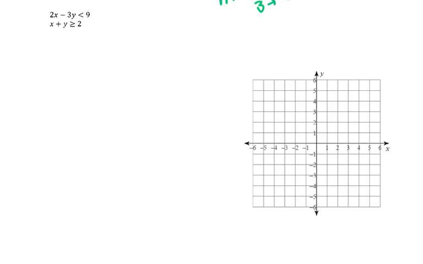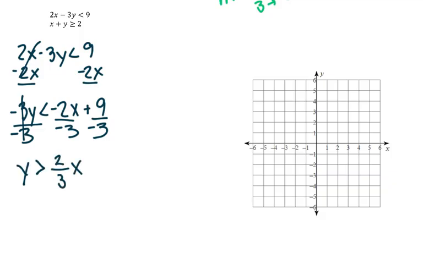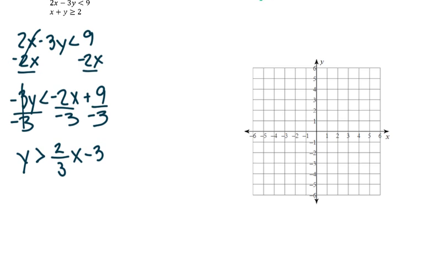Okay, one more. We got to rearrange first. So 2x minus 3y less than 9. First, we subtract 2x. So we get -3y is less than -2x plus 9. We're going to divide by -3, which if you divide by a negative, we got to flip. So greater than +2 over +3x minus 3. So this, let's see, is going to be dashed and above.